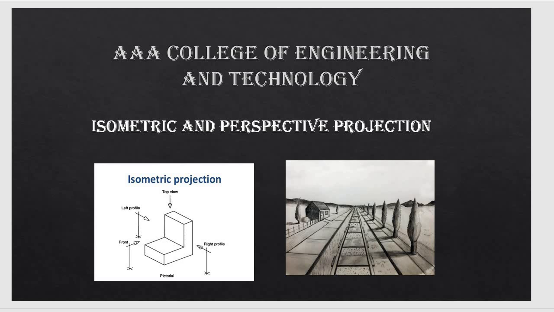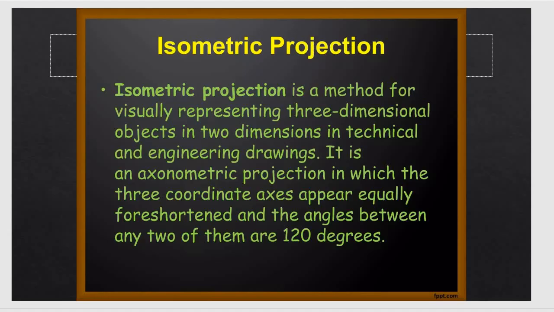Today we discuss isometric and perspective projection. These topics come under Unit 5, Engineering Graphics. First, we understand what isometric projection is. Isometric projection is a method for visually representing a three-dimensional object in two dimensions in technical and engineering drawing. It is a must to understand the three-dimensional diagram on a two-dimensional scale.